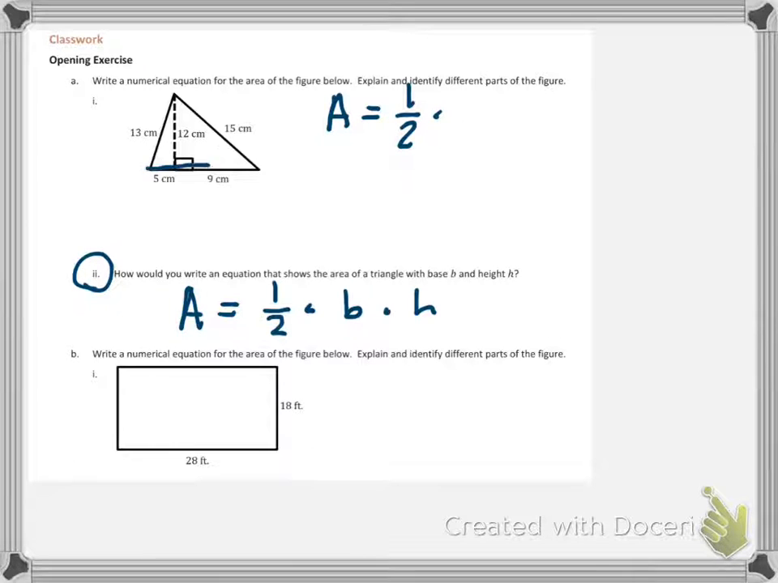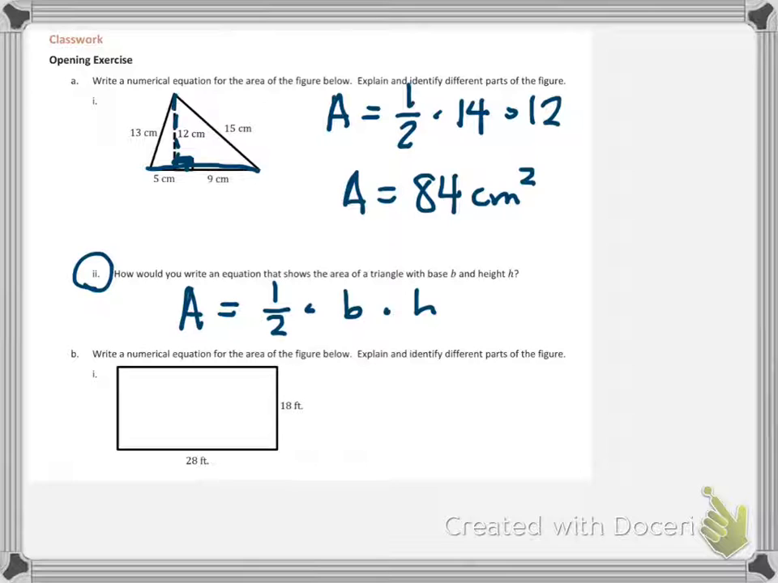Well, the base is the entire length here, so that's 5 plus 9, that's 14 centimeters, times the height. And remember, the base and the height are connected by this 90-degree angle. So the height is the dashed line here, which is 12. So 1/2 of 14 times 12. Well, just to make things easier, I know what half of 14 is. That's 7. So 7 times 12 is our answer, and that's 84. The area is equal to 84 centimeters squared.